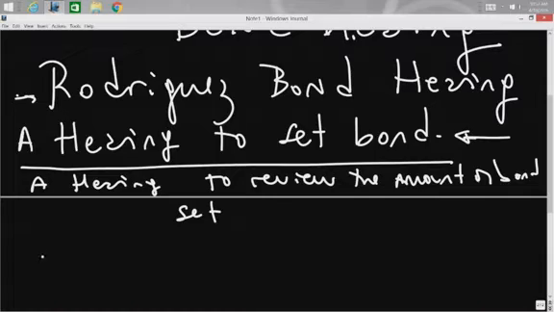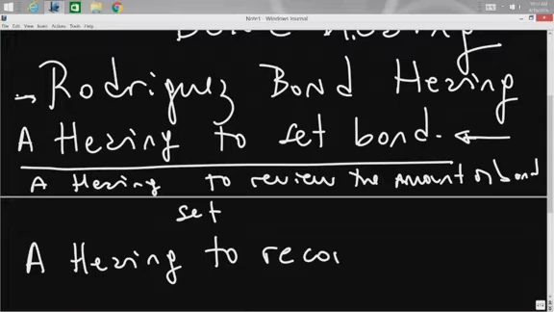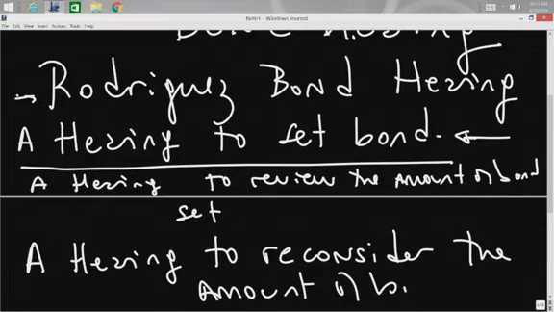You could also translate it, there are many ways, a hearing to reconsider bond, a hearing to reconsider the amount of bond, okay? You can do that as well. So there are many ways you can transfer. Please do not use the word Rodriguez in the transfer because it's very, very misleading, okay?